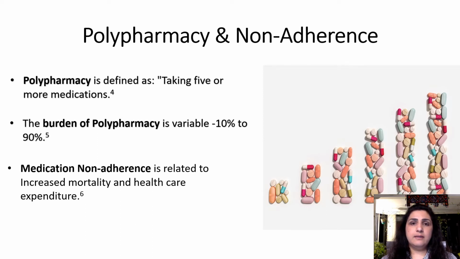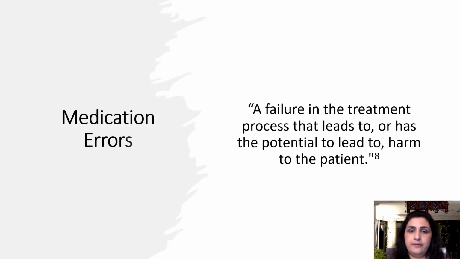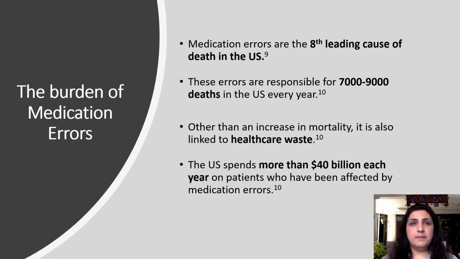Then there is another term, non-adherence. It means that persons are not taking the medications according to their prescriptions or as the providers have prescribed them. Both these conditions, polypharmacy and non-adherence, can lead to the occurrence of medication errors. So, what is a medication error? It is defined as a failure in the treatment process that leads to, or has the potential to lead to, harm to the patient.